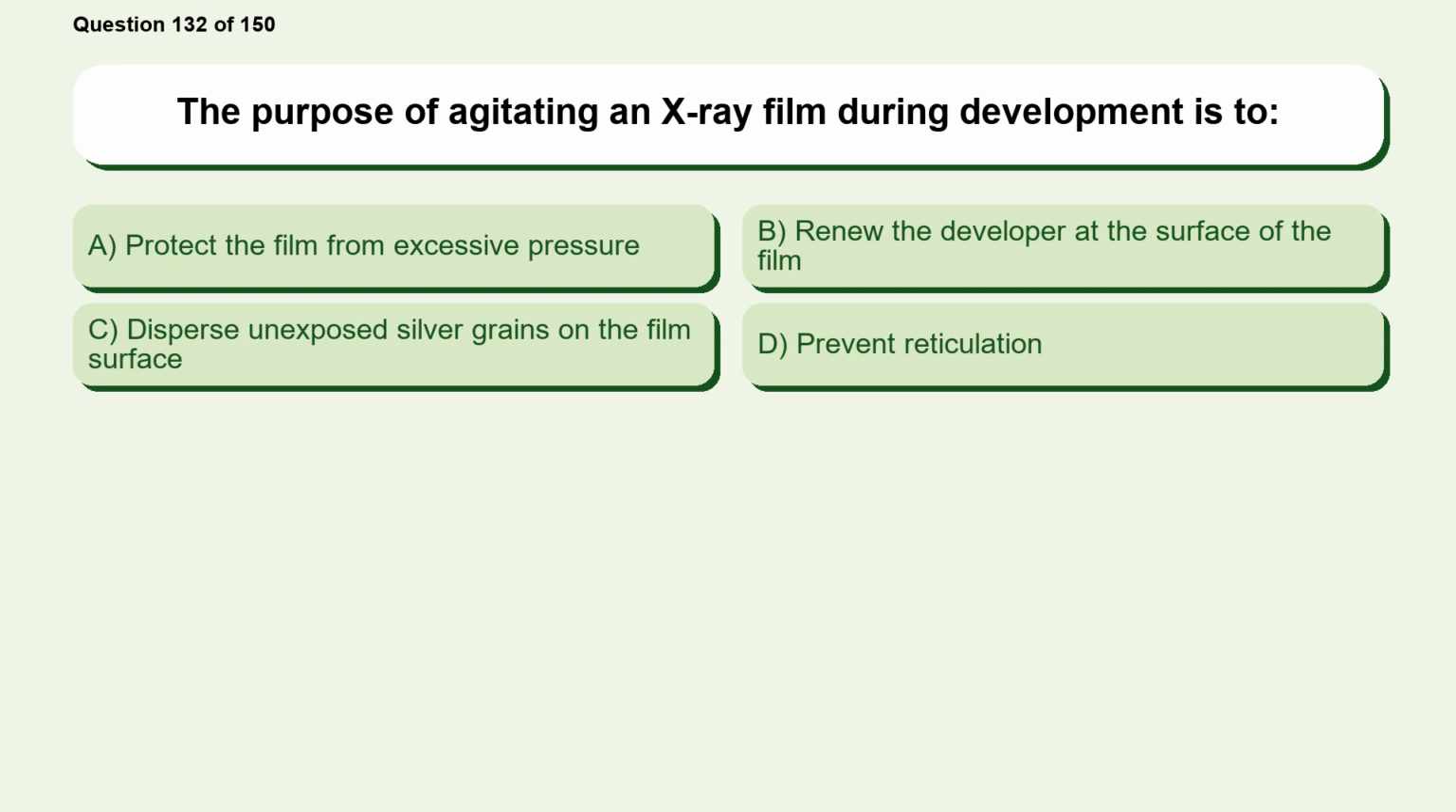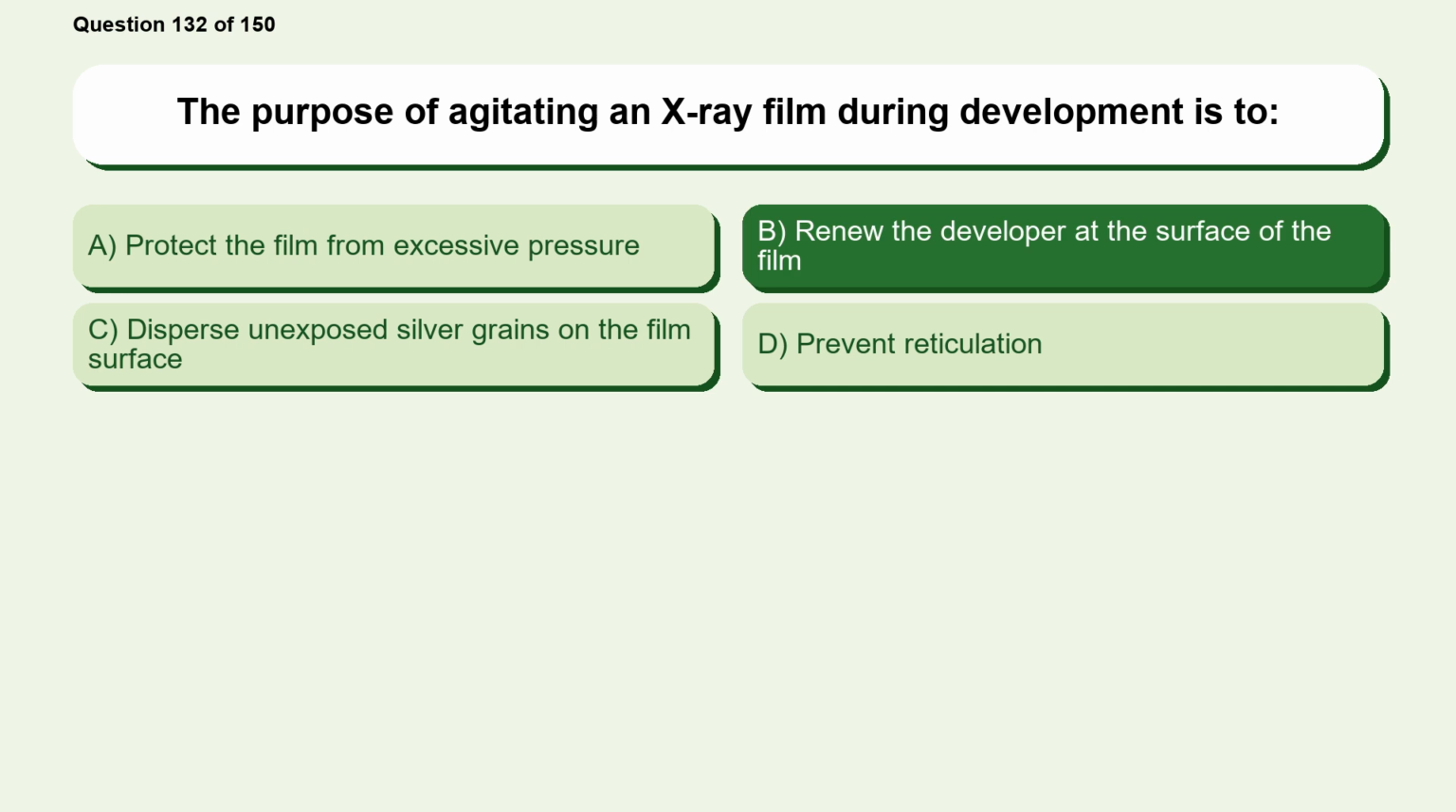Question 132. The purpose of agitating an X-ray film during development is to: Option A, protect the film from excessive pressure. Option B, renew the developer at the surface of the film. Option C, disperse unexposed silver grains on the film surface. Option D, prevent reticulation. The correct answer is option B, renew the developer at the surface of the film.